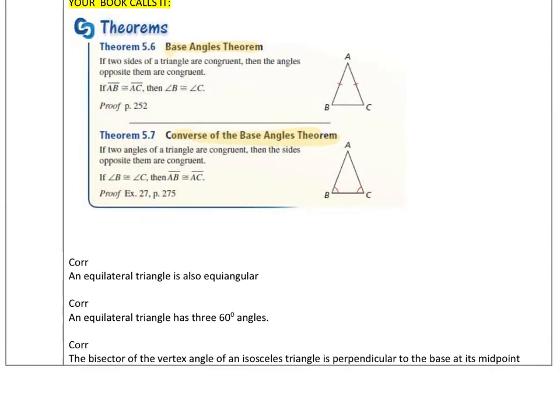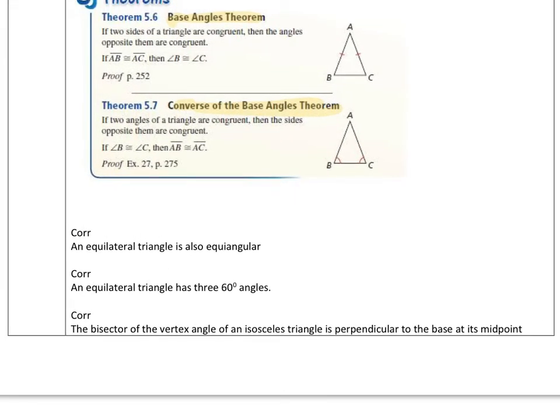Okay, so let's see what else we have here. We have got a couple corollaries. The first corollary is an equilateral triangle is also equiangular. We knew that. And an equilateral triangle has three 60-degree angles. Remember, I told you corollaries are those things that just result, and it has to happen. And another corollary, the bisector of the vertex angle of an isosceles triangle is perpendicular to the base at its midpoint. This one's a biggie.